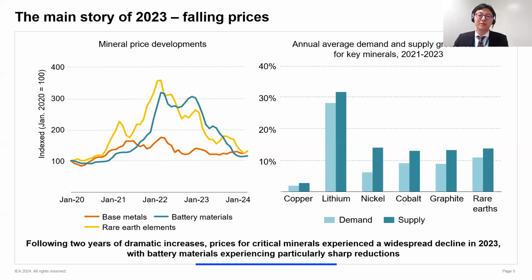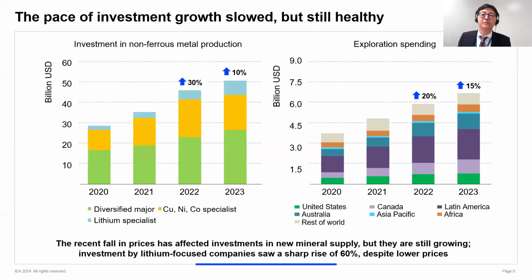And there's also the impact of the inventory overhang in the downstream battery supply chains, cathode and cells, which also weighed on the demand side. And then there is also the impact of the correction of the overly steep price increases in 2021 and 2022. So all these combined played a role in these price declines. But this recent price fall affected some of the investment appetite in new mineral supply.